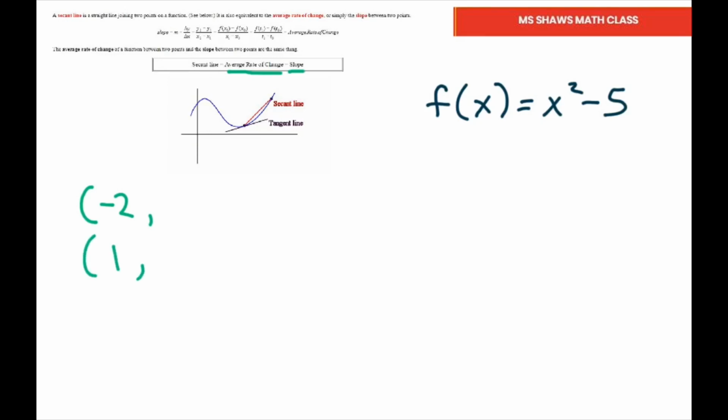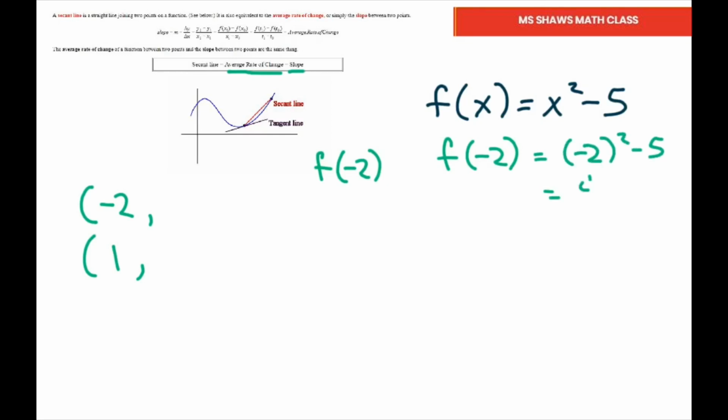So I need to find f of negative 2 to get my y. And when I do that, I get f of negative 2 equals negative 2 squared minus 5, which equals 4 minus 5, which equals negative 1. So that's your f of negative 2. So that's your first point.